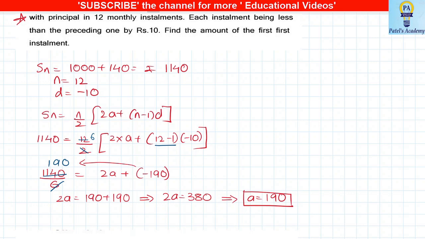Okay, now you have to find the amount of the first installment only. So we got the value of a as 190. So my final answer, I'll write here: first installment equal to rupees 190. If they say find the last installment, then we'll find out Tn also. Okay, now let's see the next one.